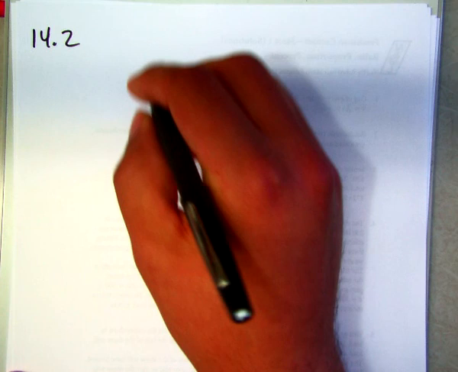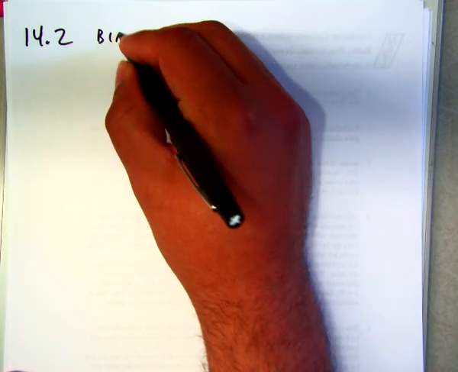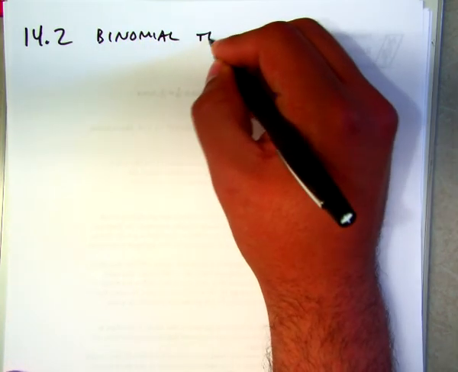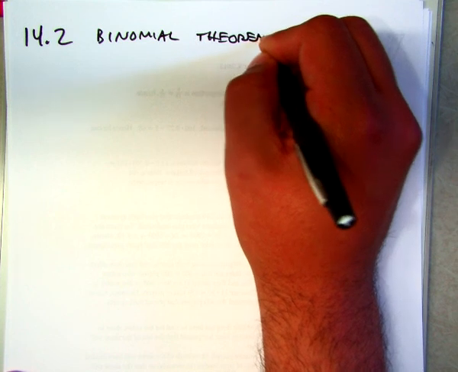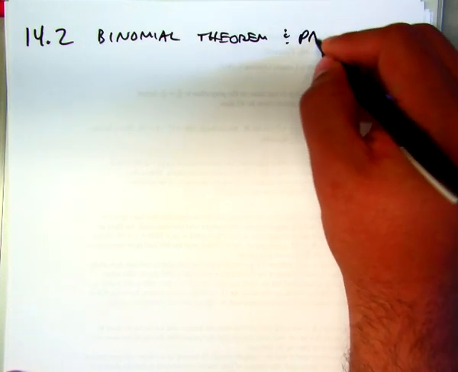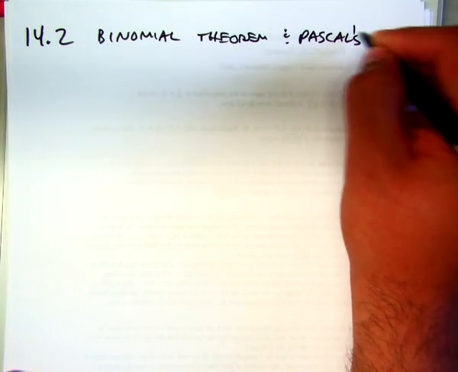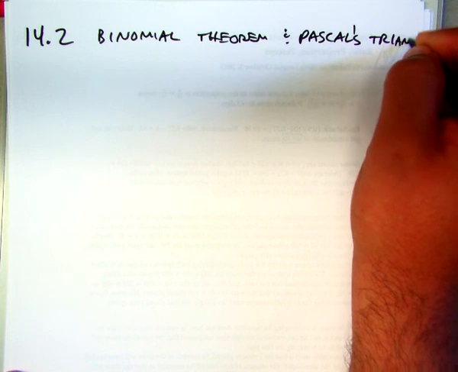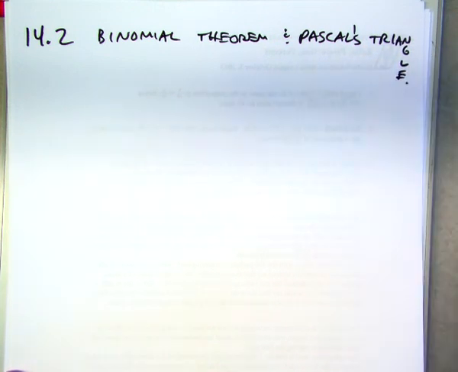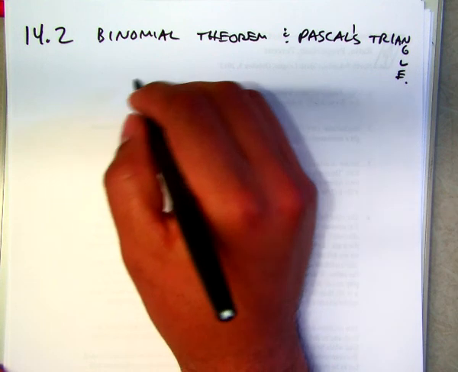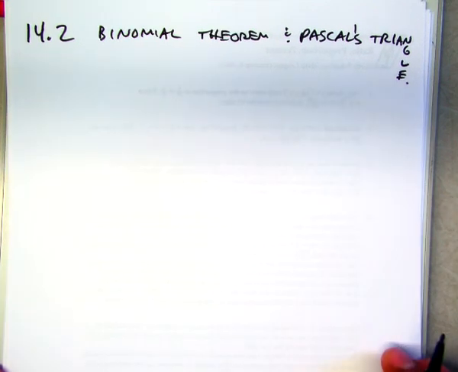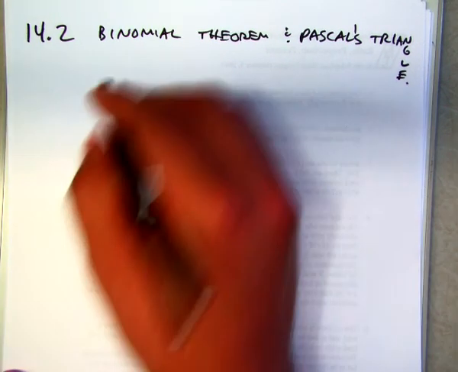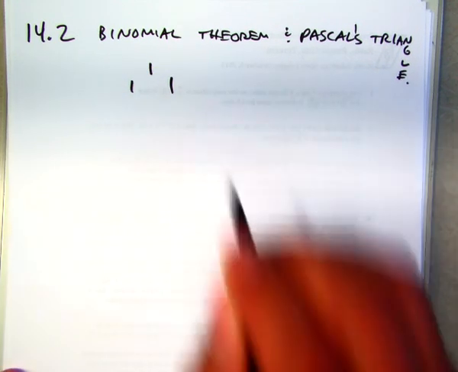So 14.2 is about the binomial theorem and Pascal's triangle. So we'll start with Pascal's triangle because it's actually pretty easy. The triples? No, not for this. Okay, but you do need to know how to make the triangle.